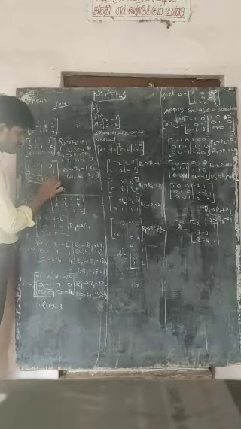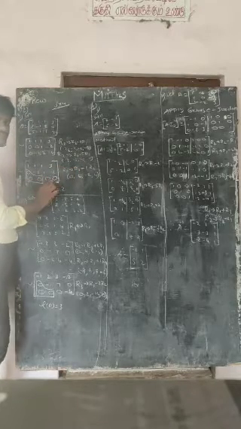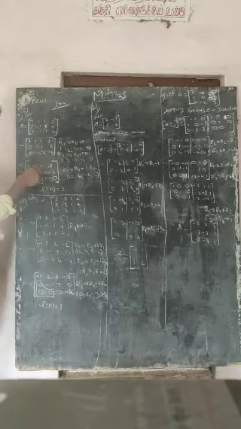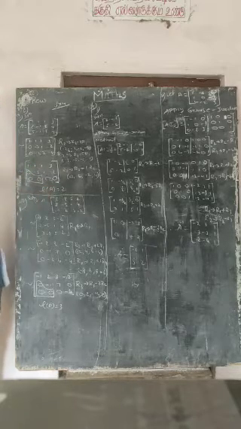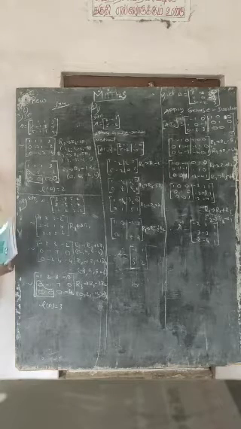Now this place will become a 0. This entire row is a 0. So totally 1, 2, 2 non-zero rows are there. So you just write rho of A is equal to 2.